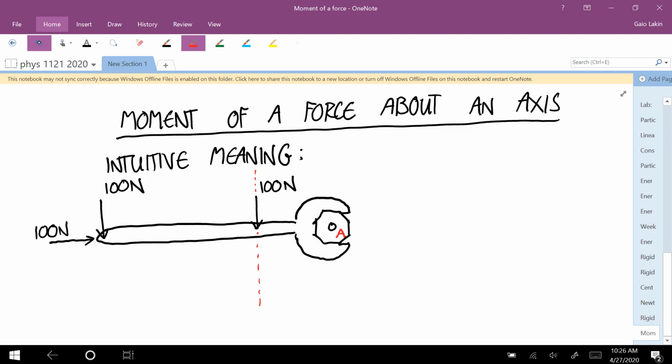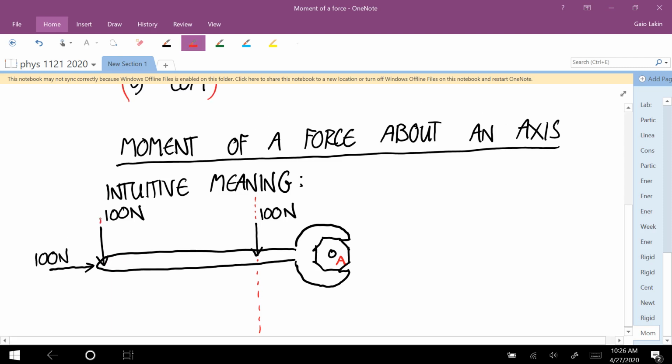What about the one that we know intuitively is going to work the best? Well, the line of action of this force, the distance from the axis to that line of action is this d, which is much bigger. And the fact that that d is so much bigger is why you get a more effective rotation from this 100 Newton force than the one that's closer to the axis.